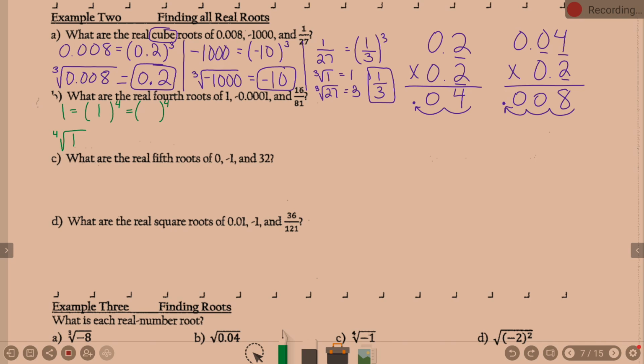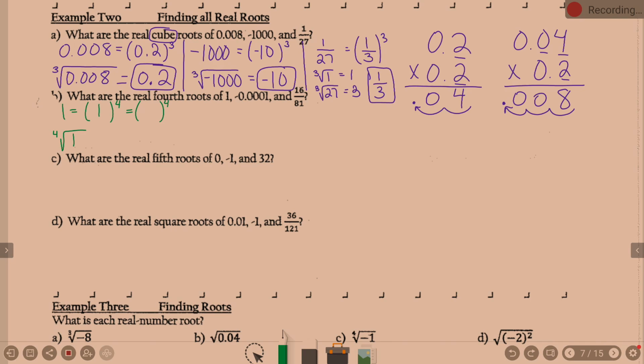Square root of -1. No real roots? Okay. If you go to your calculator and you try the square root of -1, it says domain error. Your calculator's going to give you some type of error. This particular calculator says domain error. Different calculators do it differently, but you get some kind of error there.